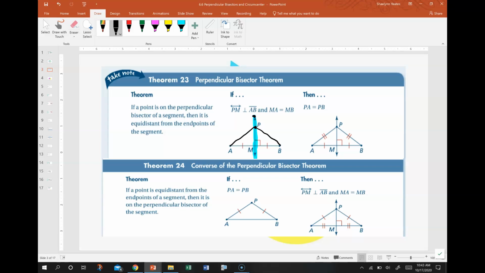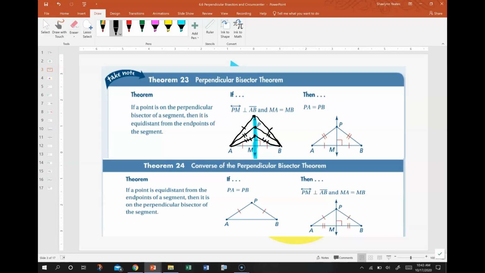So if I put a dot up here, that'll be the same distance from the ends. So this will be the same as this. These two are the same. If I put a point here, these two are the same. That's all it's saying.